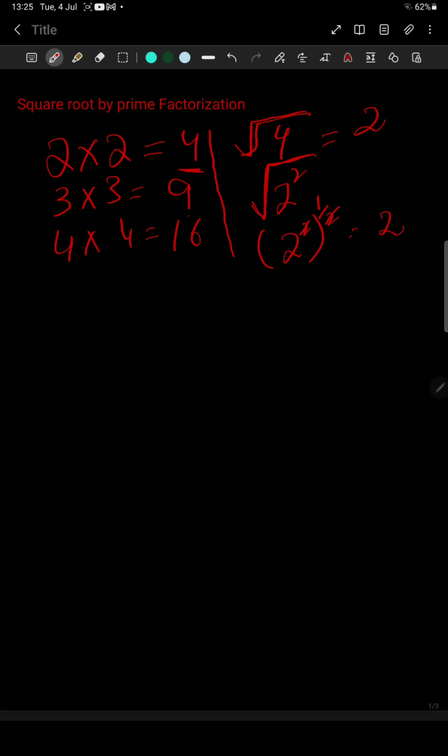In the same way, for instance, we are going to find the square root of 9. So we will write like this. Then we know that the prime factorization of 9 is 3 squared. So we can write 3 squared, and the power of this symbol will be 1 by 2. The meaning of this symbol is 1 by 2. So the answer will be 3. So by this method we can easily find out the square root of any number.